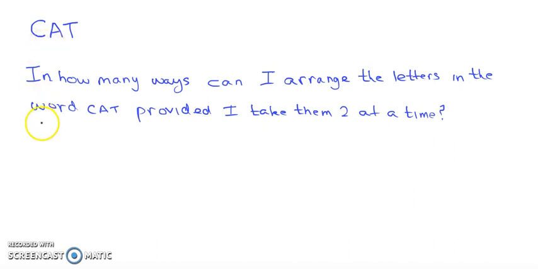Okay, so if you listed all the arrangements, you would have found CA, AC, AT, TA, CT, and TC. So that gives you 6 arrangements in total.